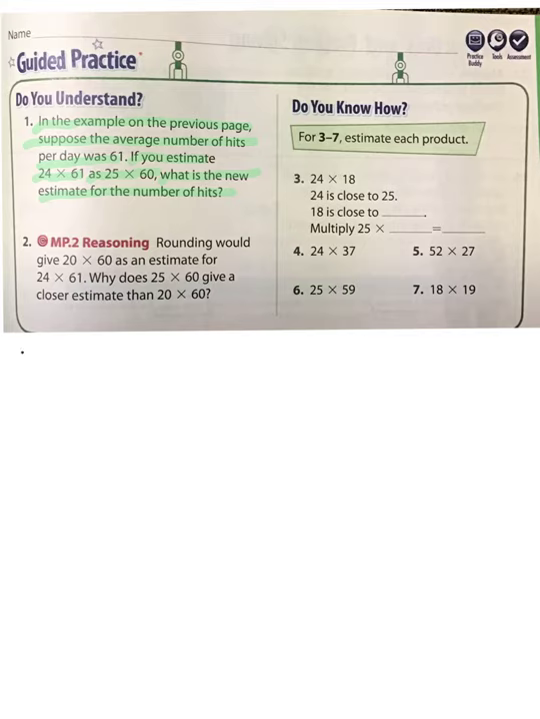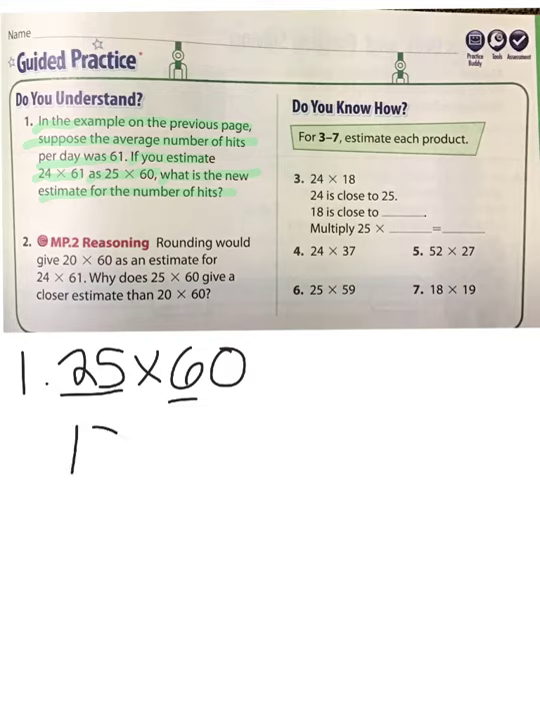Well, I'm going to write that number down here. So we have 25 times 60, 25 times 6. Count by 25s. We have 25, 50, 75, 100, 125, 150. So 6 times 25 is 150, and then don't forget your 0. So 1,500 hits.